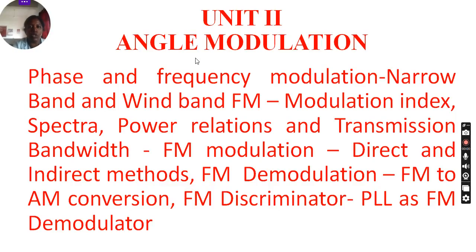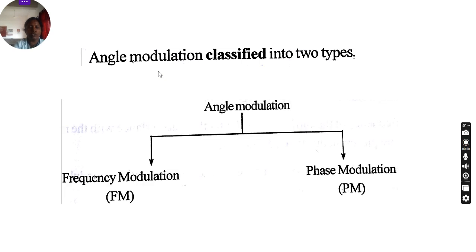Starting Unit 2, Angle Modulation, in Communication Theory. This is the syllabus of angle modulation, that is Unit 2. So now, types of angle modulation. Here angle modulation can be classified into two types. The first one is frequency modulation and the second one is phase modulation.